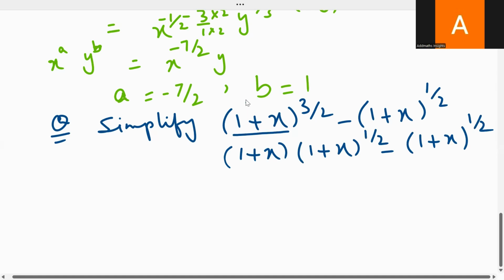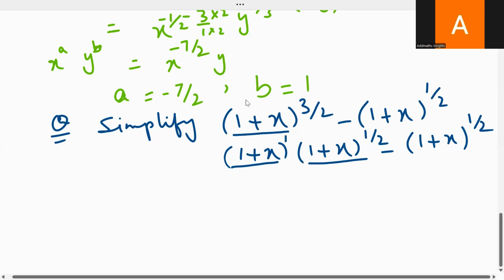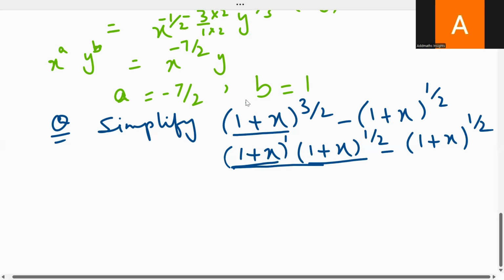Now you see bases are the same here. And there is a multiplication sign between them, and when you add their powers, which is 1 plus 1 by 2, your answer is 3 by 2. So this is basically the converse of the laws of indices. You can break 1 plus x whole raised to 3 by 2 into two parts, that is 1 plus x times 1 plus x raised to the power 1 by 2. Now we have these two expressions with a multiplication sign between them, and there is another expression 1 plus x whole raised to the power 1 by 2.